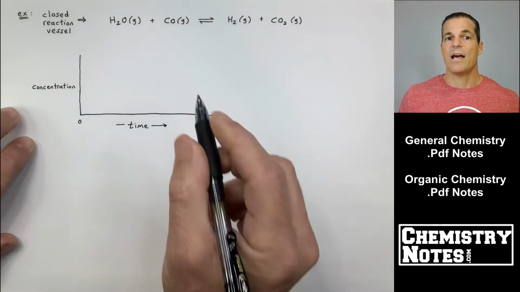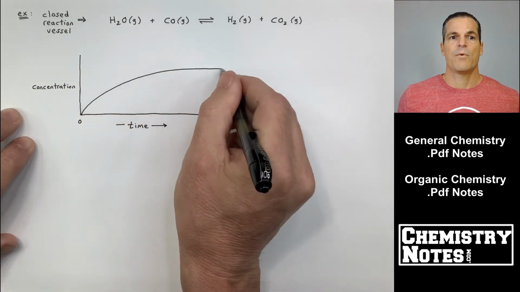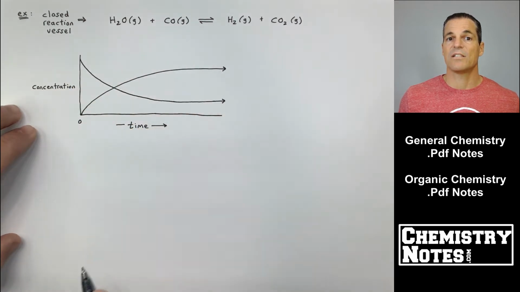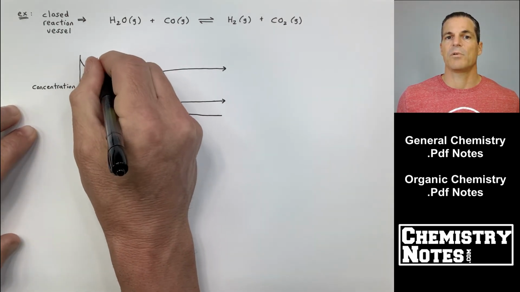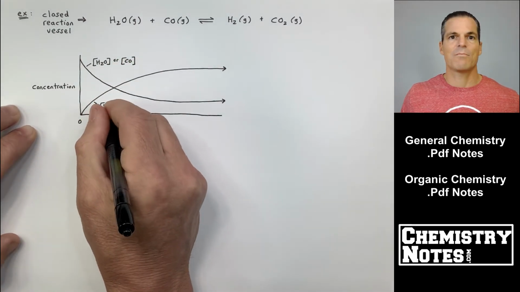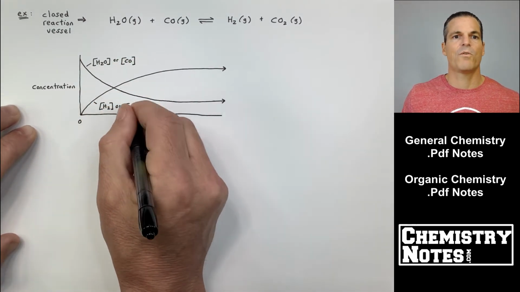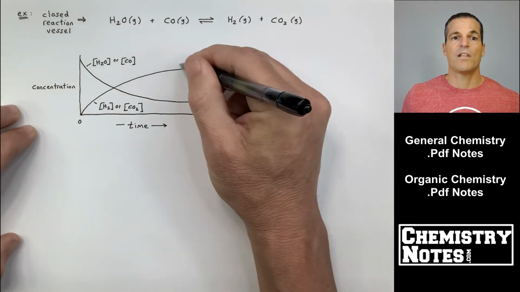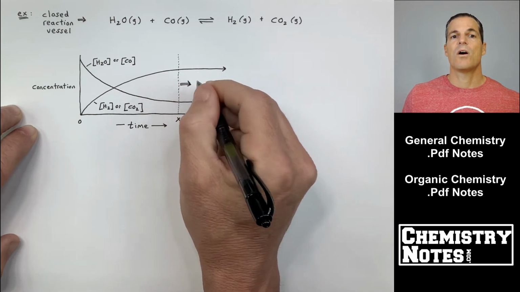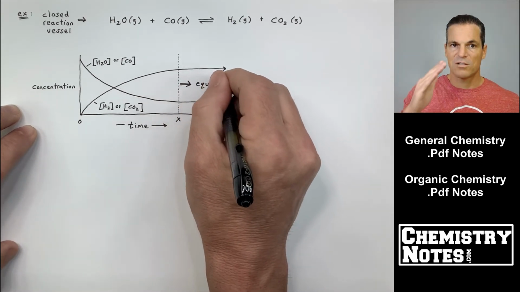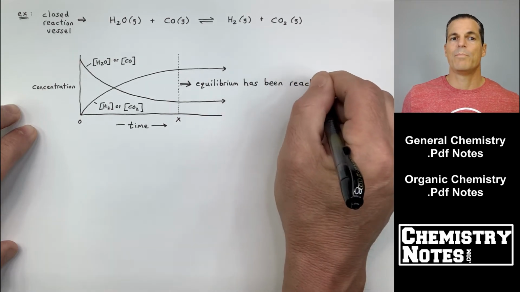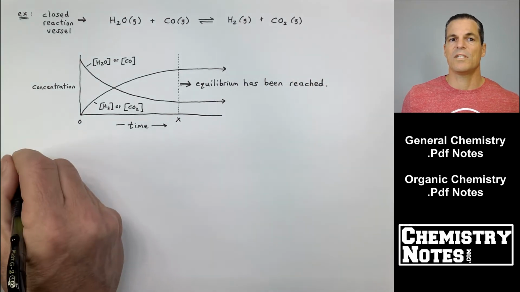All right, now, look at this graph here. We have a closed reaction vessel. H2O gas plus CO gas yields H2 gas plus CO2 gas. So at time 0, I have nothing but reactants. At time 0, before I've let the reaction go, I have nothing but reactants, H2O gas and CO gas. Over time, the concentration of H2O and CO decreases while we build up products, H2 and CO2.